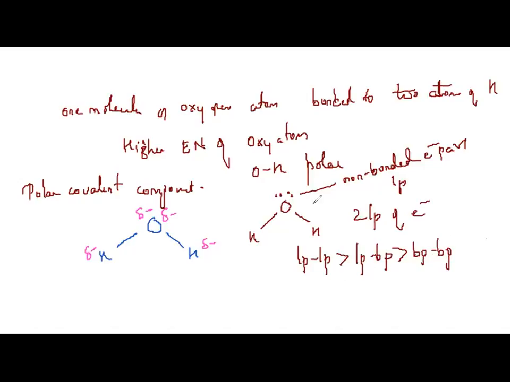Because of this, the water molecule will not have a linear structure because of 2 lone pairs. So it is a molecule of type AB2L2, so 2 bond pairs and 2 lone pairs. Therefore, it is having what structure? It is having bent geometry.